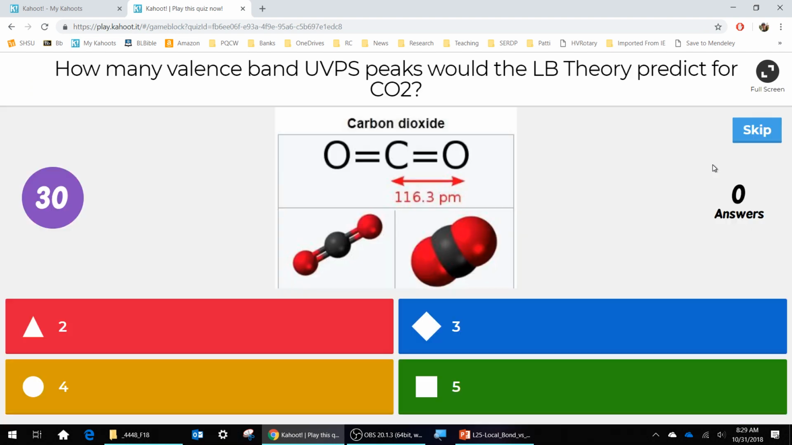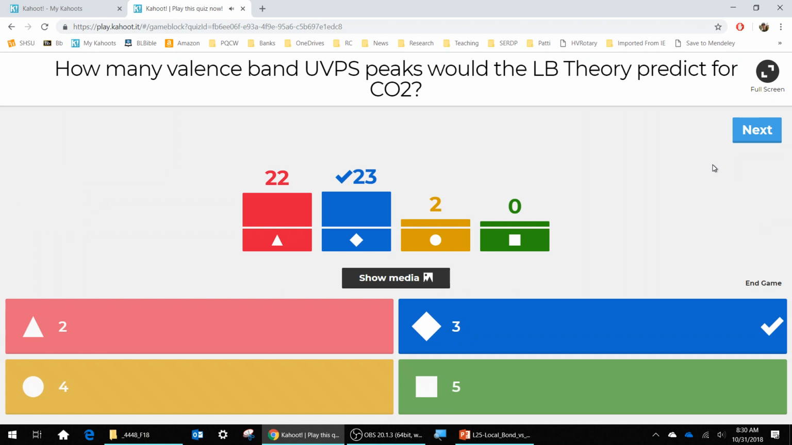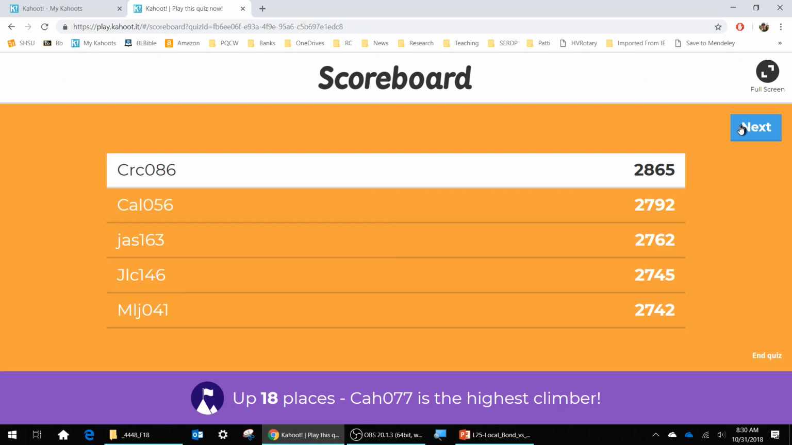So how many valence band UVPS peaks would CO2 have? One more. Yep, 3. So which ones are they? The valence electrons and the double bond. Yeah, sigma, pi and the non-bonds. Yeah, non-bonds. Excellent. Okay.